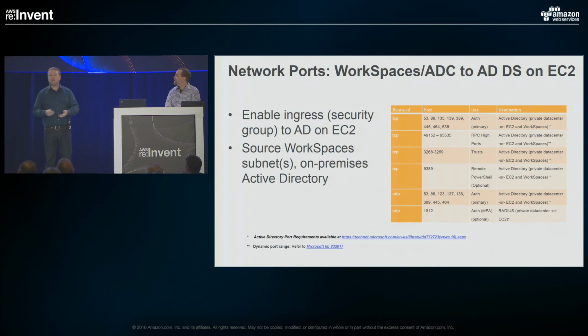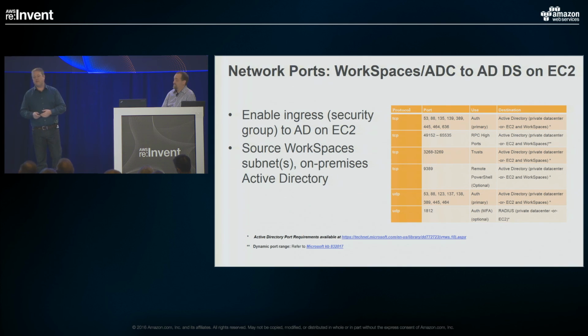Now, the Active Directory connector does not need as many ports as listed here. However, remember what I said. The Active Directory connector lives in the same subnets as your workspaces. You need to enable all these ports from workspaces. When you fire up a workspace, it's a DHCP address, so it could end up anywhere. So from a security group perspective, you need to allow ingress for the entire range of these ports for your workspace.